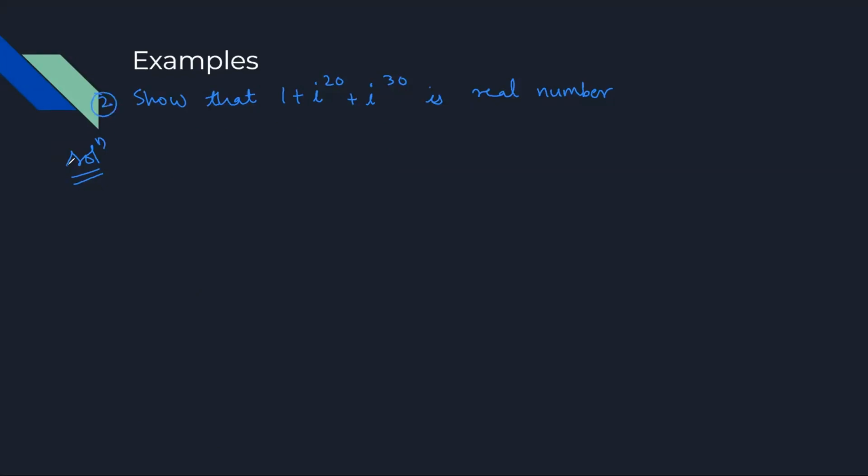My next example is, show that 1 plus i raised to 20 plus i raised to 30 is a real number. Okay, so let's solve this. 1 plus i raised to 20 plus i raised to 30. Now i raised to 20, so my n over here is 20, and we will use the formula which we derived in our previous slide. If I divide 20 by 4, I will get quotient as 5 and remainder as 0. So r equals 0 for i to the 20.